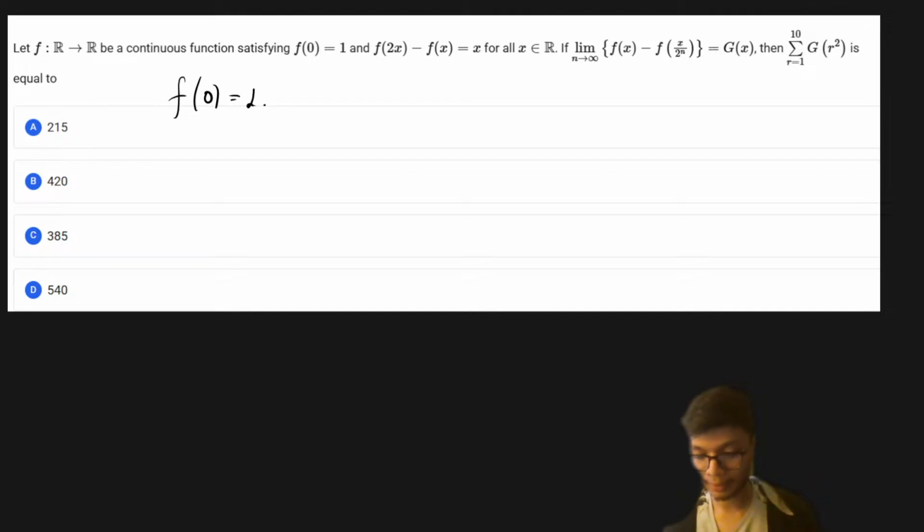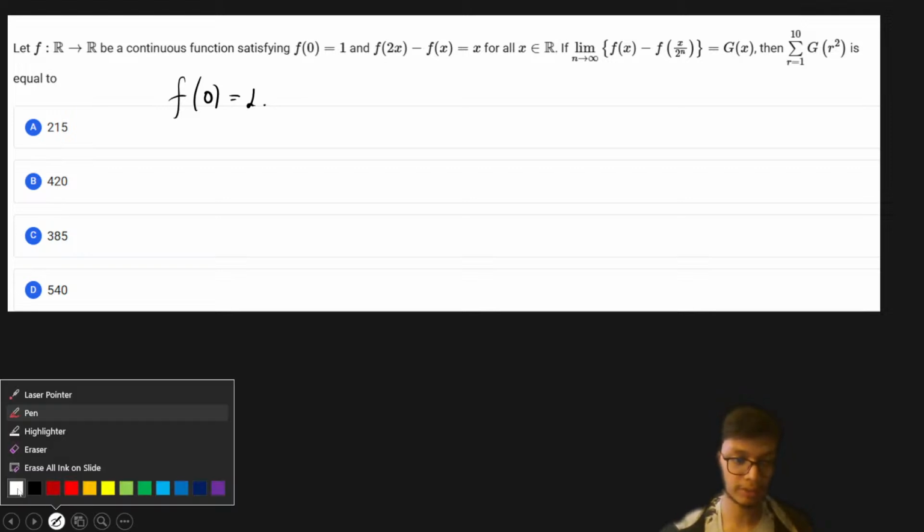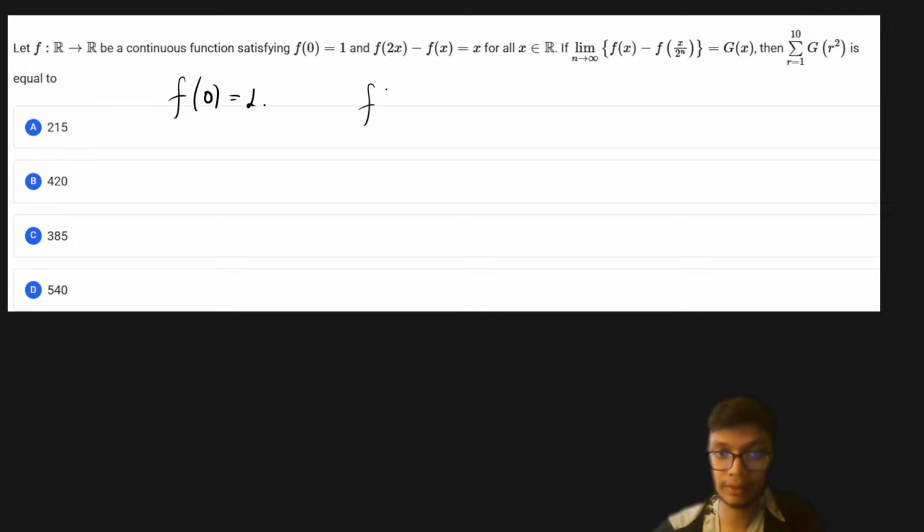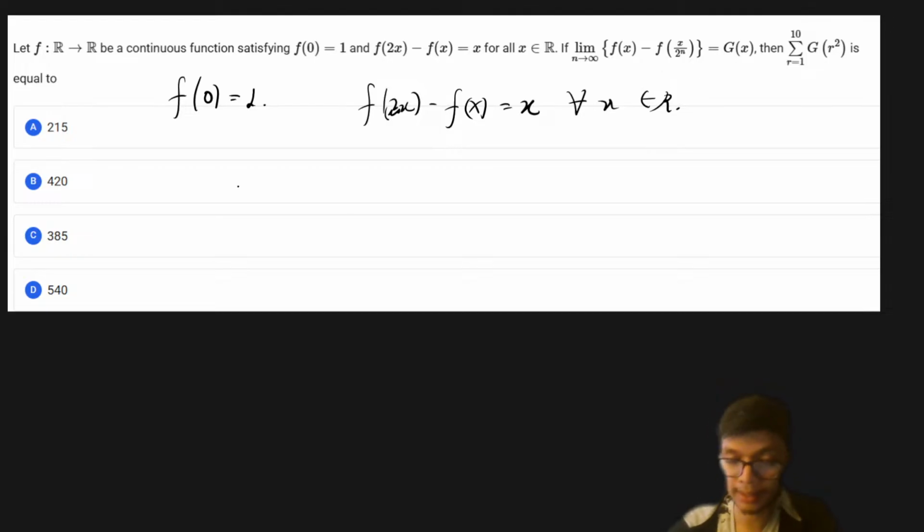Alright, so let's come back to this question again. So what was said in the question is that there is a continuous function and it is satisfying some of the conditions. Also, it is satisfying a functional form defined as f of 2x minus f of x is equal to x, that is given for all x belonging to real numbers.